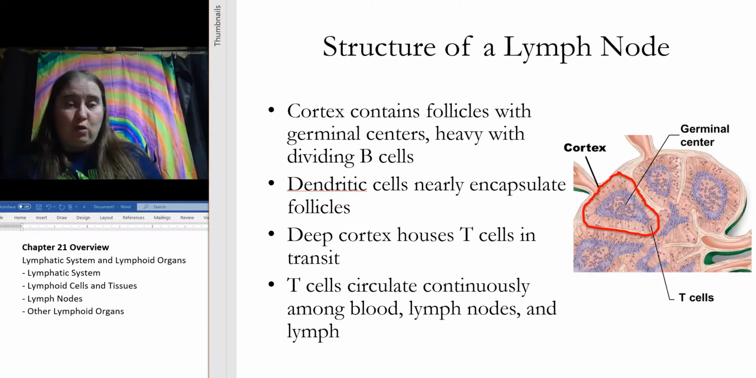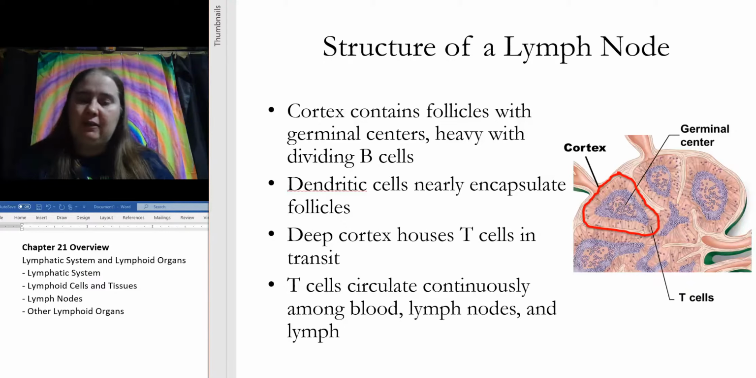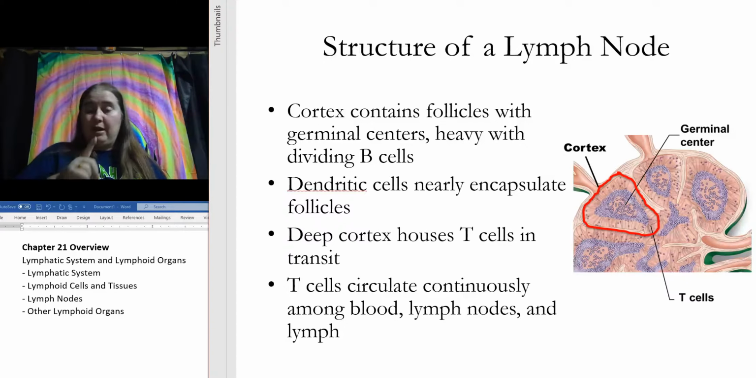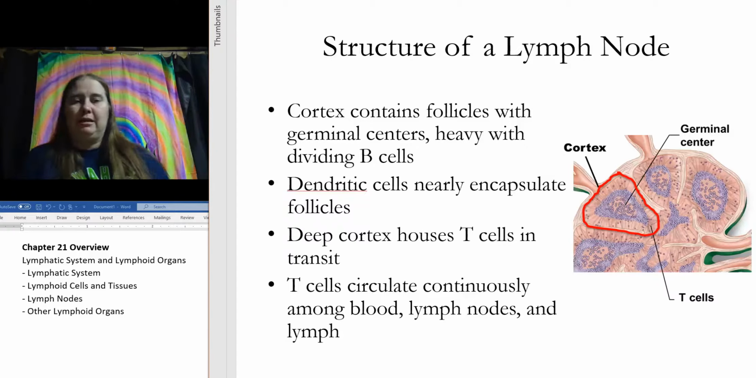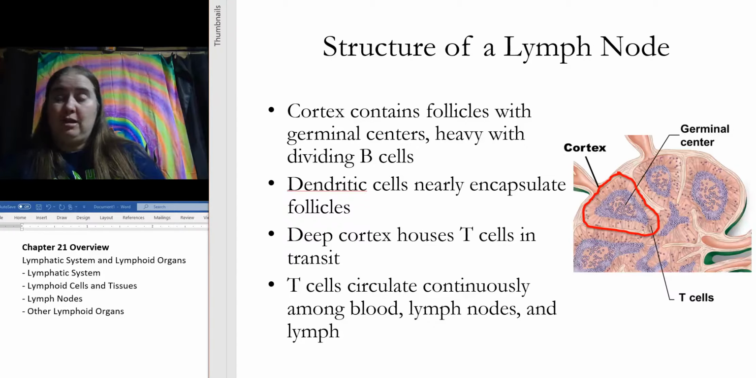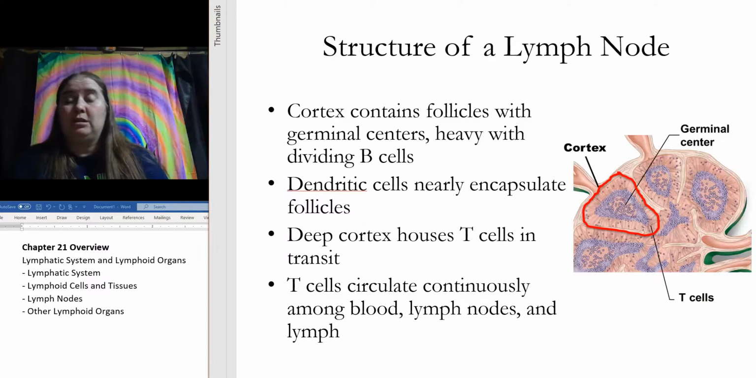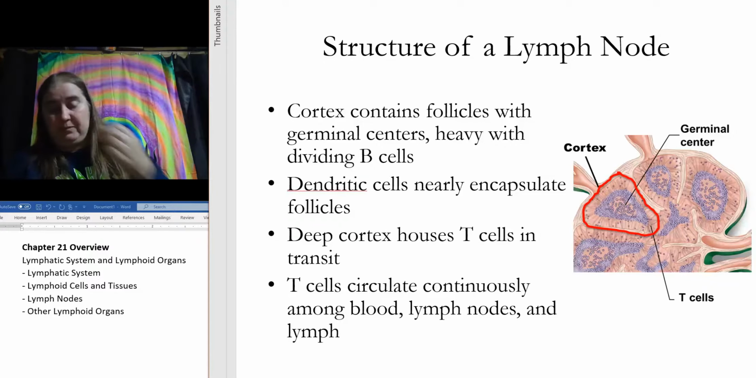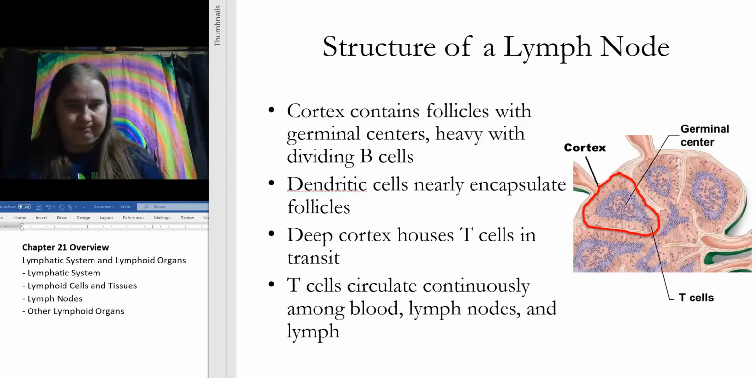The cortex contains a ton of germinal centers. When you hear that word, germinal centers, you should automatically think of B cell proliferation, B cells dividing. Within this lymph node, we have a massive amount of B cells dividing, and that's a good thing because we need those to elicit our immune response. We have dendritic cells hanging out there to help us activate that immune system. And down towards the base of this triangular system, you're going to have some T cells.